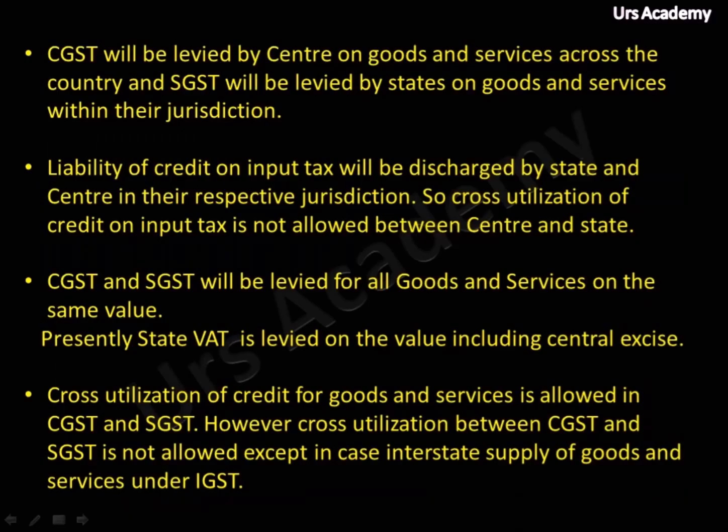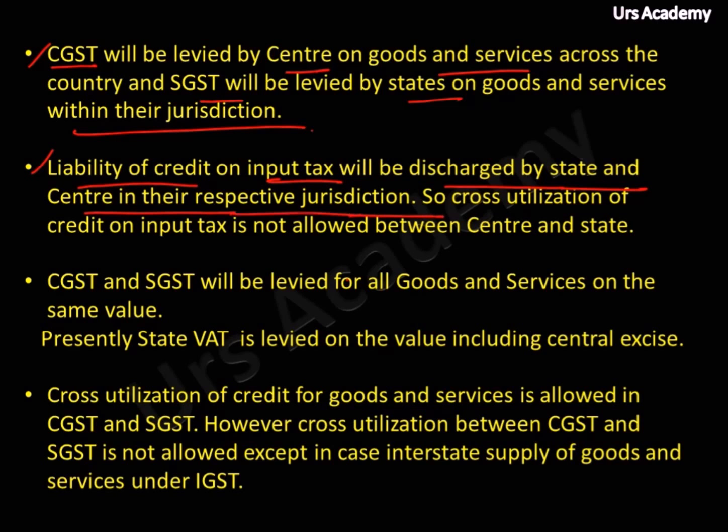So let's move on. We know CGST, that is Central Goods and Services Tax, will be levied by the center on goods and services across the country. SGST obviously by states, but within their jurisdiction. Liability of credit, that means who will pass the credit to the next level. The center's part of the taxes will be paid by the center itself, and states will pay their own part. So the liability of credit on input tax will be discharged by state and center in their respective jurisdictions.